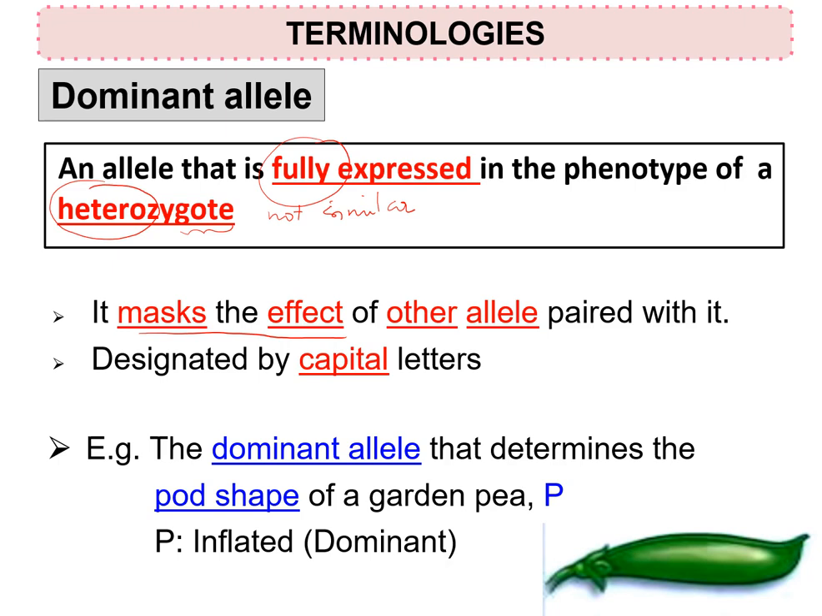For example, the gene that determines the pod shape. Pod shape is the gene. The allele that make up the gene is allele P, capital P, that give characteristics of inflated pod.